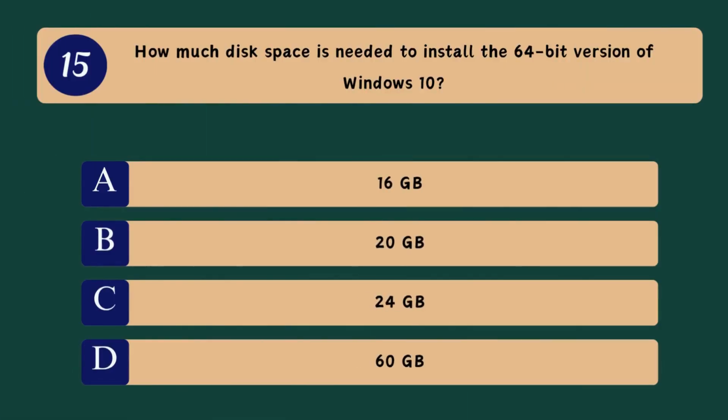Question 15. How much disk space is needed to install the 64-bit version of Windows 10? A. 16 GB. B. 20 GB. C. 24 GB. D. 60 GB. Correct answer: B. 20 GB.